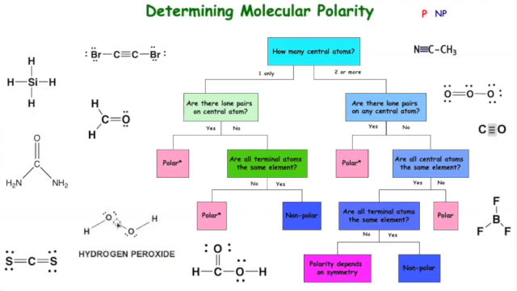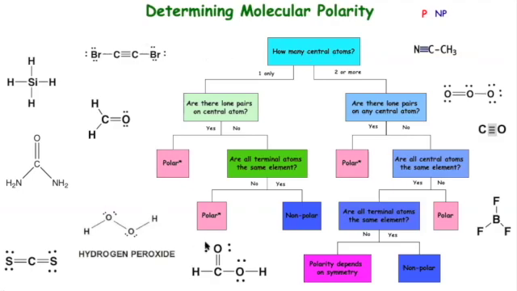This is a non-polar, this is a polar chemical. This is a polar chemical because of the bent shape and the fact that the oxygen has lone pairs. So you can use this scheme to determine whether a chemical is polar or non-polar. How many central atoms? If there's only 2 atoms, a binary compound, then you look at the difference in electronegativity.